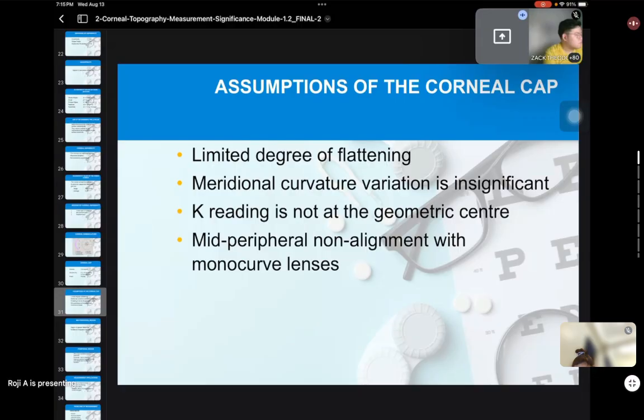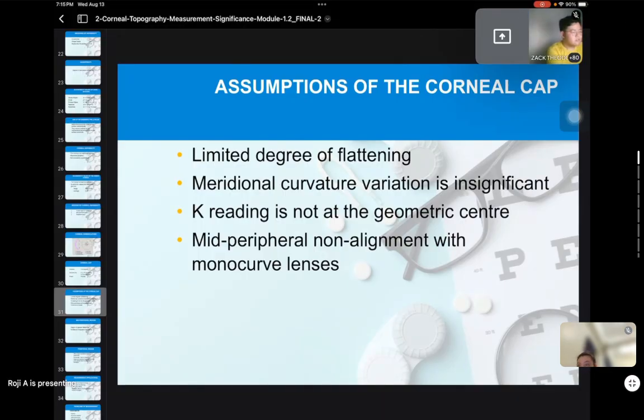And then regional curvature variation is insignificant because we vary. We are not the same, right? Correct? And K reading is not at the geometric center, it is mid-peripheral, because we already understand that we are decentered. Where's the decentration again? Let me see if you remember. Nasally and superiorly. Very good. That's normal. It is normal to be decentered, okay?